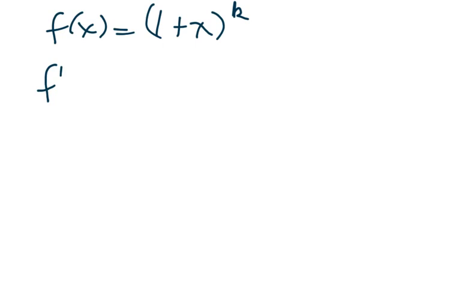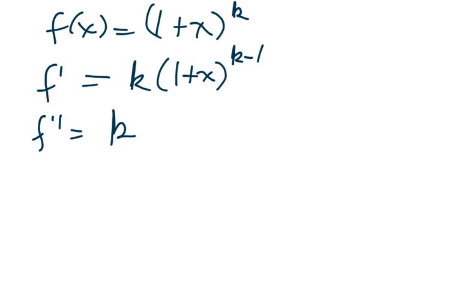Again, we're looking at f of x equals 1 plus x to the k power, and we're doing the Maclaurin, so we need to do a bunch of derivatives on this. I'll be kind of sloppy with my notation right now, for the interest of being quick. So we have k times 1 plus x to the k minus 1. Second derivative is k times k minus 1 times 1 plus x to the k minus 2.